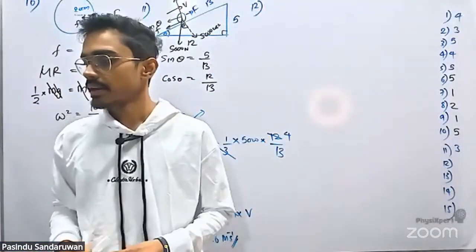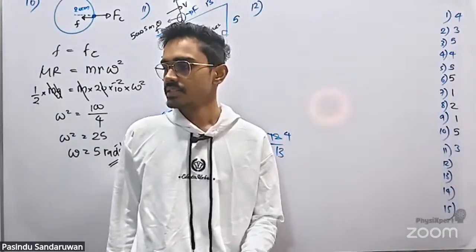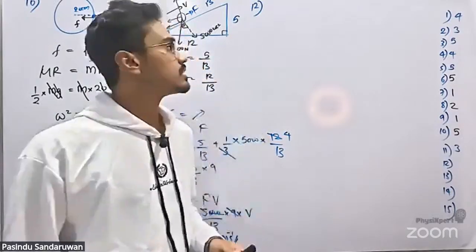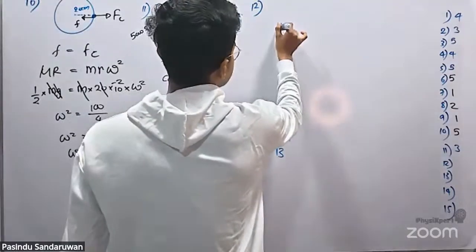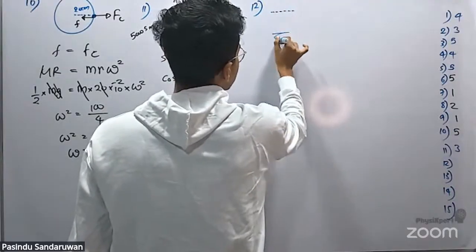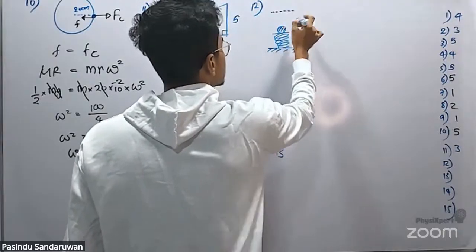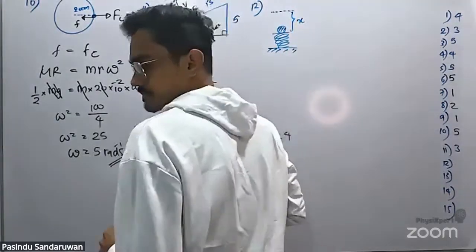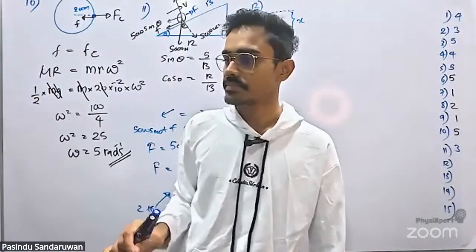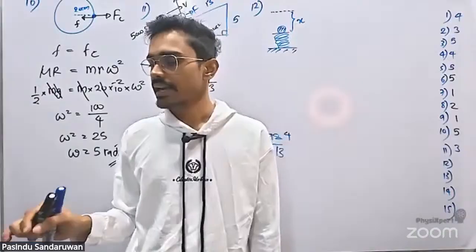12. A spiral spring with a spring constant K compressed to distance x and placed a mass m on it and released. The maximum velocity gained by the mass is, okay, something like this. Let's say the natural length of the spring is here, and now the spring is compressed like this. The mass is kept, and this compressed length is x, right?